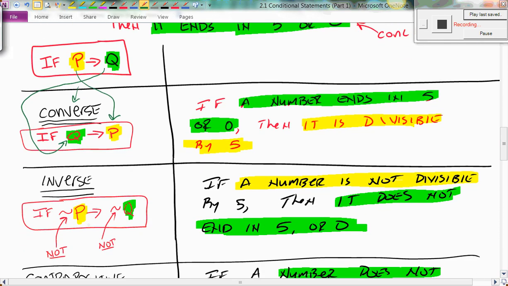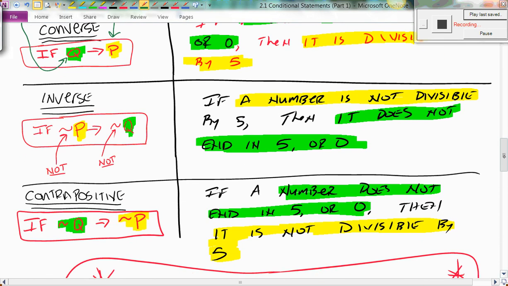So the inverse then is if not P, then not Q. The little tilde out in front means not. So to negate our statement, P says if a number is not divisible by 5, then it does not end in a 5 or 0. And that is pretty true. Let's take the number 11 for example. 11 is not divisible by 5, nor does it end in a 5 or a 0. So that's called the inverse, negating both the original hypothesis and the conclusion.